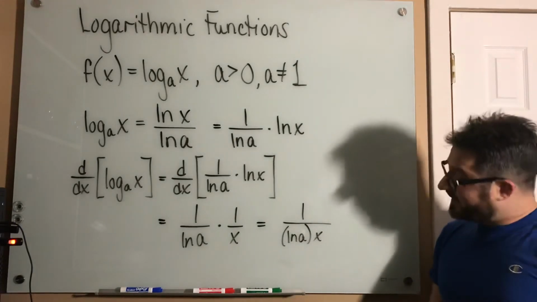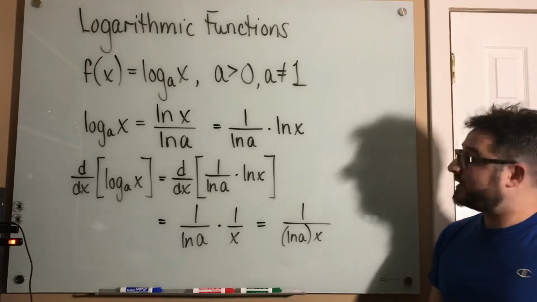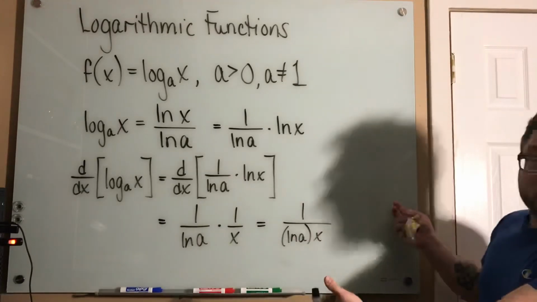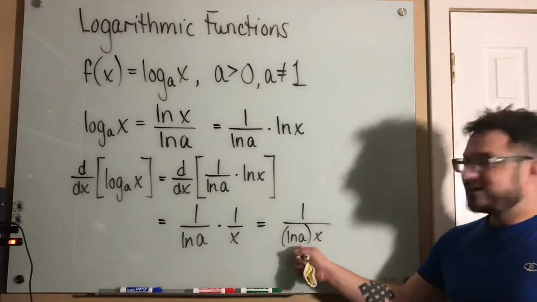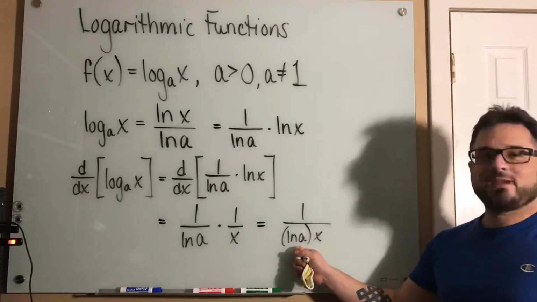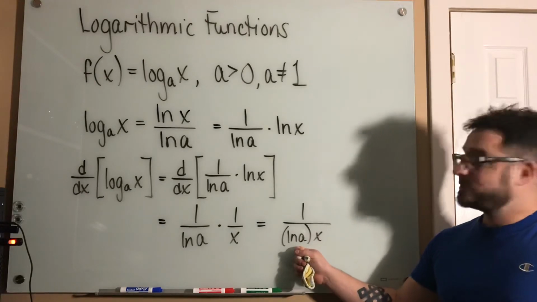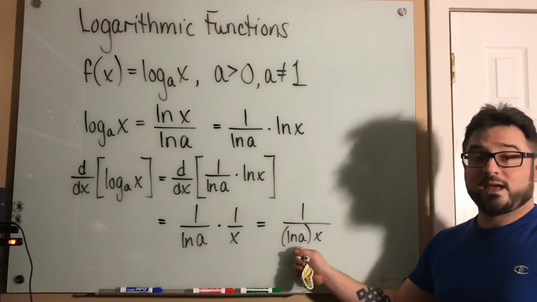So actually, again, much simpler. We don't need the chain rule here at all. We fit it all on one board without erasing anything. But once again, we see that scaling by the natural log of the base, just like we saw for the derivative of a to the x.